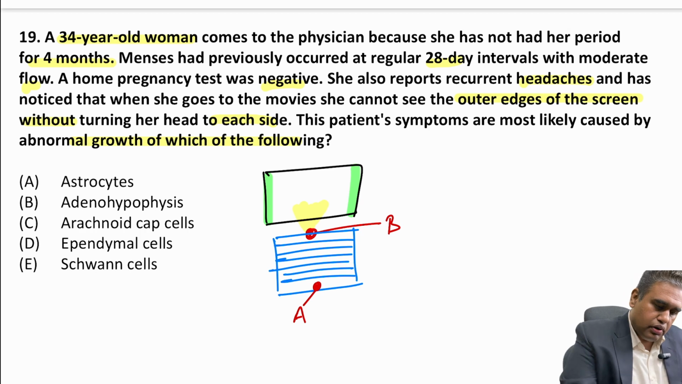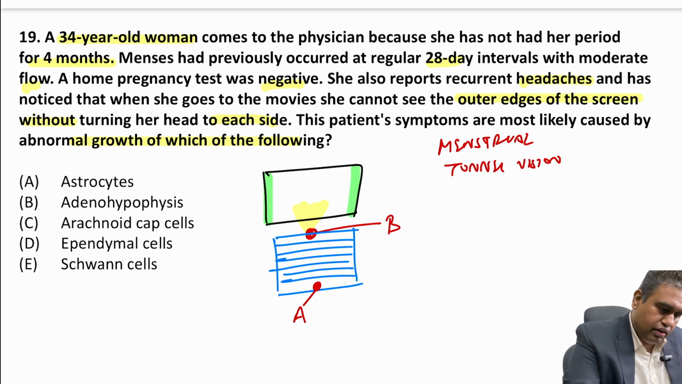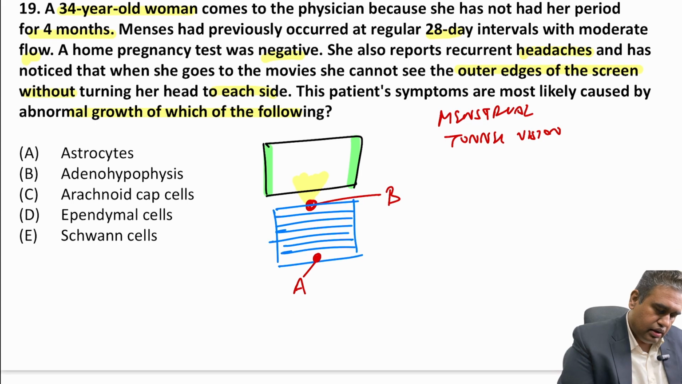So the problem over here is there are menstrual issues, and there is what we call tunnel vision, right? So she can't see on the sides. What is it referring to? It's quite a famous question. See, what happens is we have what? Let me take an empty page.